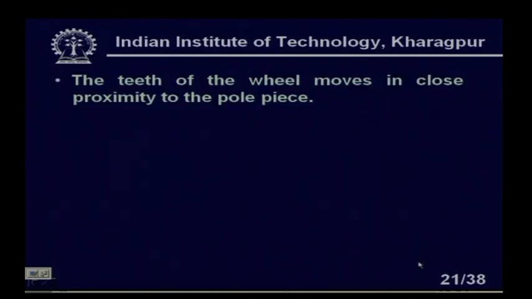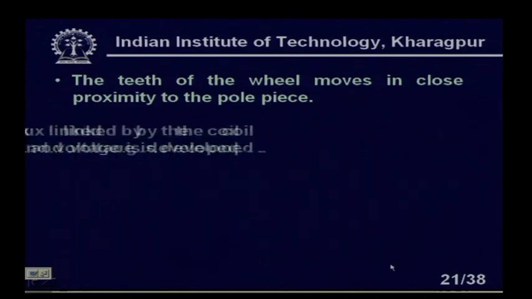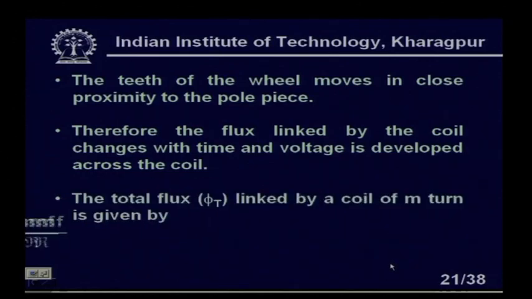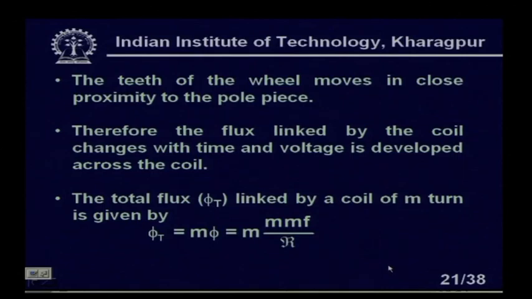So, the teeth of the wheel move in close proximity to the pole piece, as I told you. Therefore, the flux linked by the coil changes with time and a voltage is developed across the coil. The total flux phi subscript T linked by a coil of m turns is given by phi T equal to m phi, where phi is the MMF divided by R. R is the reluctance, the number of turns of the coil is m, so it will be given by m into MMF by R.